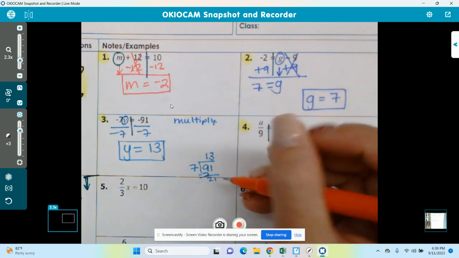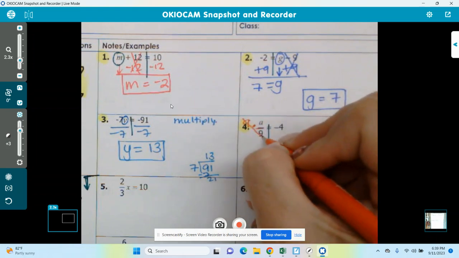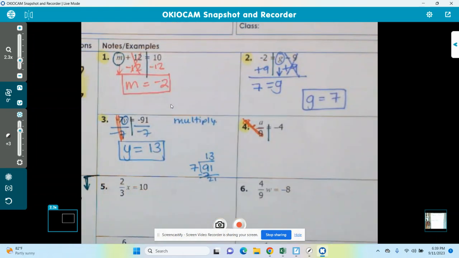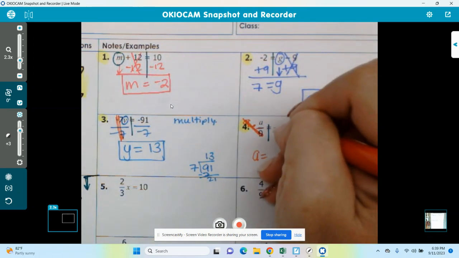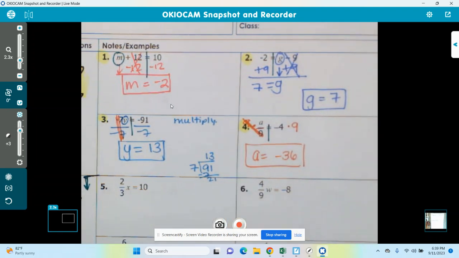All right, and here they are dividing by 9, so we are going to multiply by 9. And again, y'all, the whole point is, I forgot to draw it over here, we're canceling those out. So now I'm left with just a on the left, and -4 times 9 is -36. Those are your easy, simple one-step equations.